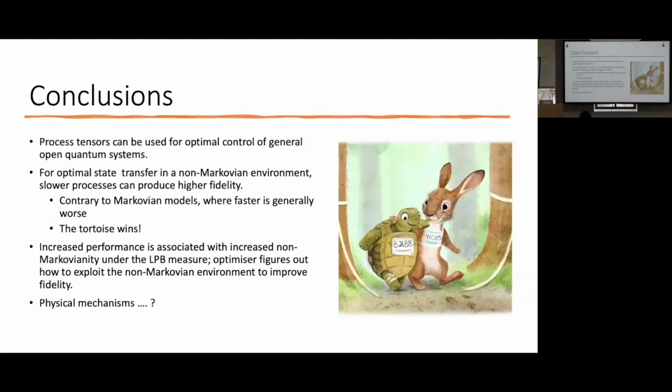The interesting thing is that, at least for this simple case, slower processes can produce higher fidelity, contrary to Markovian processes where slower is generally going to be worse. So the tortoise does indeed win in this case. And the increased performance we can associate with an increased non-Markovianity under this particular measure of non-Markovianity. And I put an open question there, physical mechanisms, which I've been bending people's ears about what I think is going on, but maybe I'll leave that for another time. Thank you.